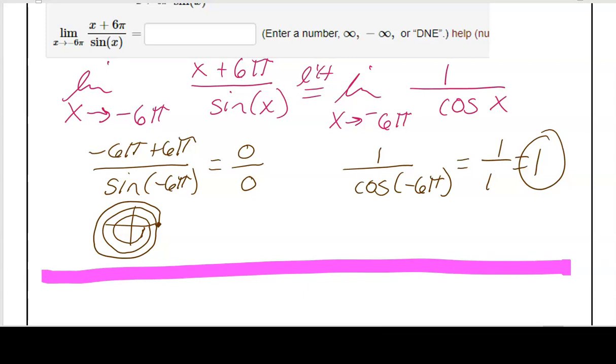Let's see. I'm trying to remember how many are in this section. There are 17. Ooh, that's a bad one. Let's go look at number 17.